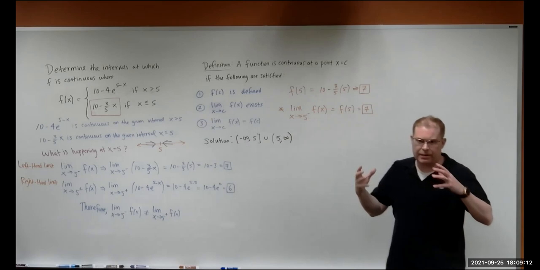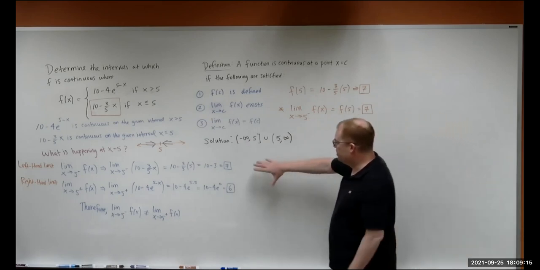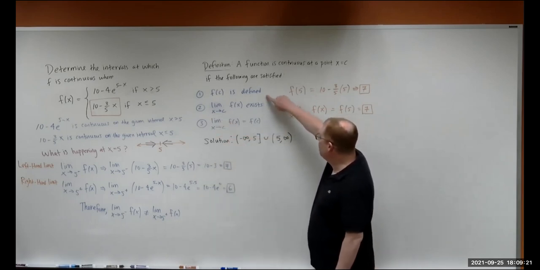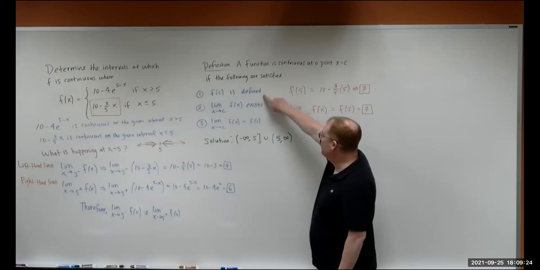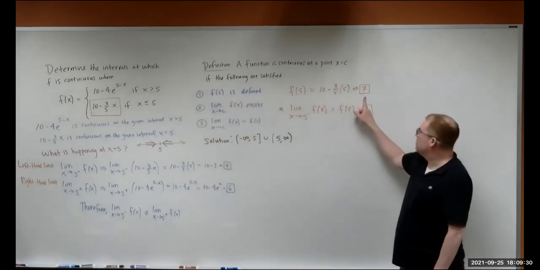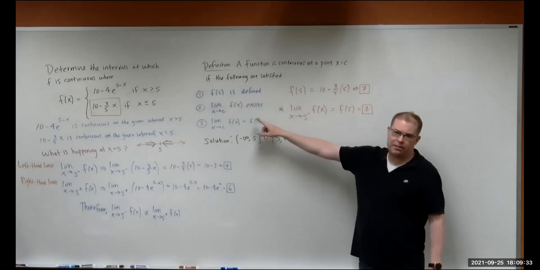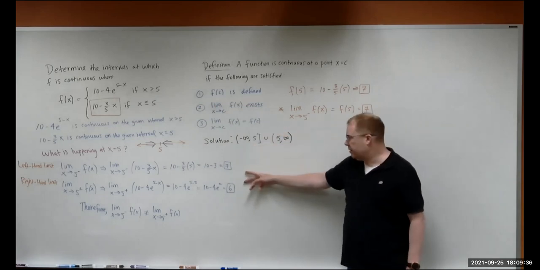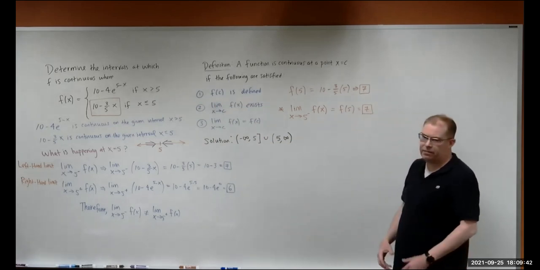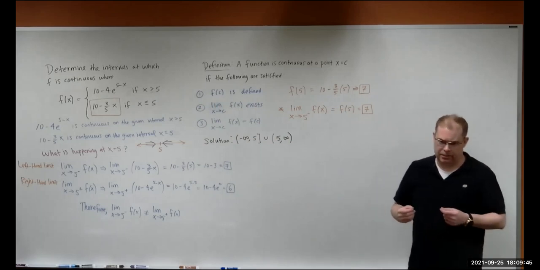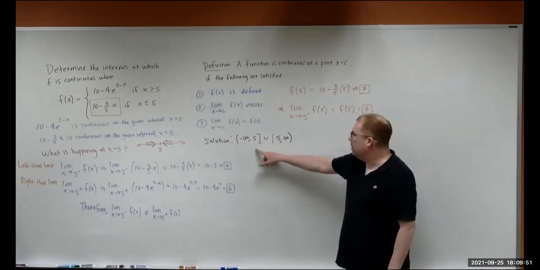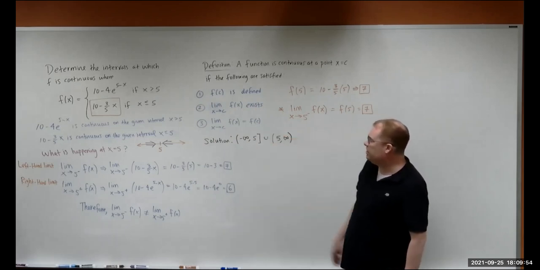Putting everything together, this shows us that this function is not continuous at 5. Again, f of c is defined; the function value is defined at 5. We showed that here, it's 7. But the overall limit doesn't exist. These two values don't equal each other. So we can conclude that this function is not continuous at x equals 5. And furthermore, we can write the solution this way: these are the intervals for which this function is continuous.